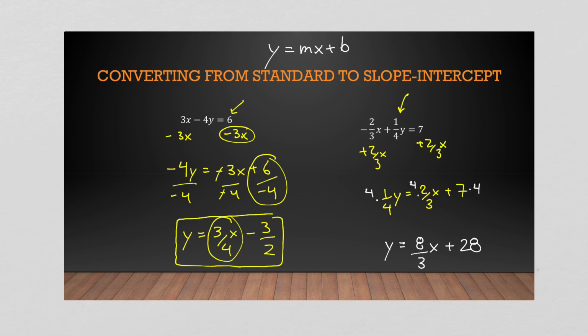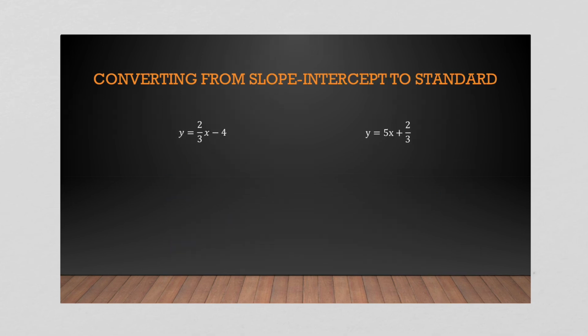Here it comes again, right? Now what about going from slope-intercept to standard? Well, the first thing to remember with standard is that we do not want any fractions. So in these scenarios, let's just get rid of all the fractions right away. So for the first one here, I'm going to multiply by 3, I'm going to multiply by 3, I'm going to multiply by 3. And that's going to give me 3y equals 2x minus 12.